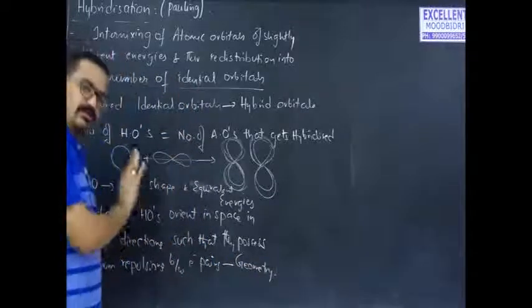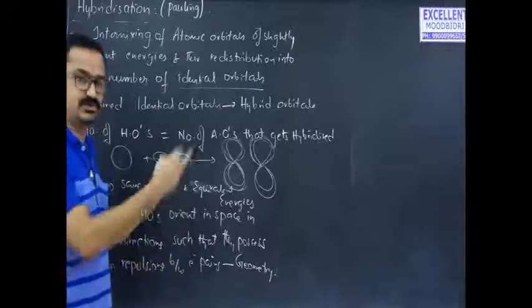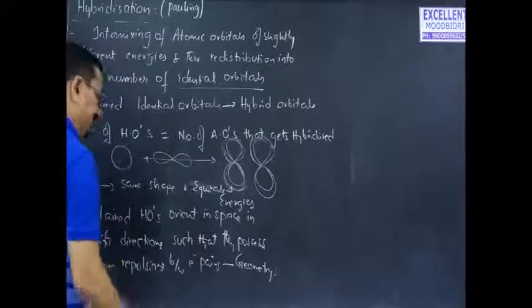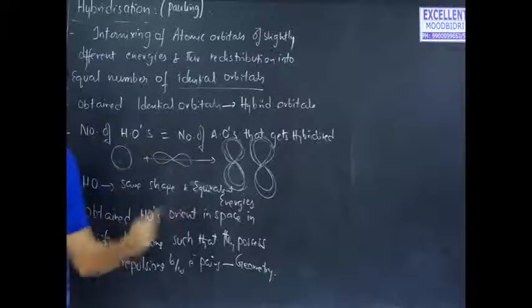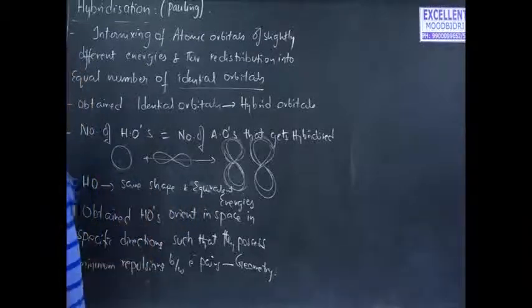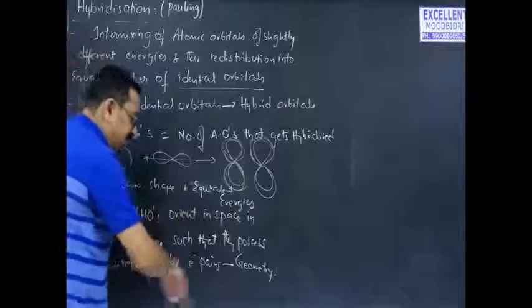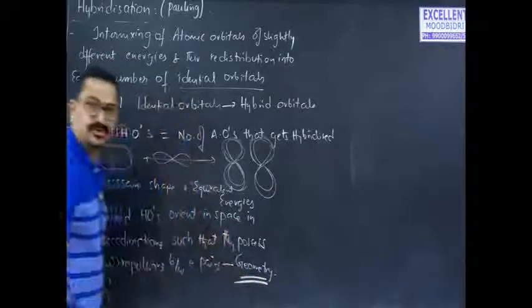So for every combination there is a fixed geometry. One has to remember the list of geometries I am going to give. These obtained hybrid orbitals orient in three-dimensional space in specific directions such that there is minimum repulsion between lone pairs. Such a spatial arrangement with minimum repulsion among electron pairs is called geometry.